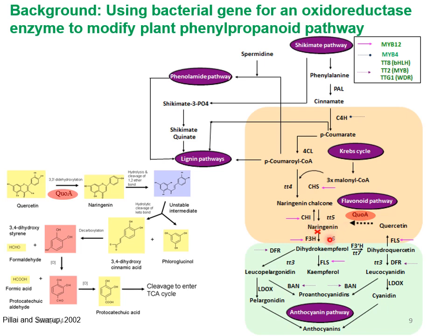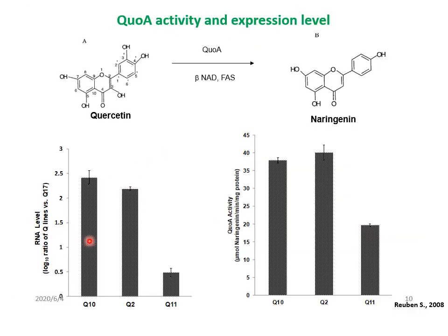And then we ask the question, how a system behaves. So once we express this, the first thing is we need to check if the enzyme is functional. So what we did, we first created 3 transgenic lines, Q10, Q2, Q11. Q stands for QUOA, so we call these lines Q lines. And we first checked if these genes are expressed. We saw yes, these genes are expressed in plant.